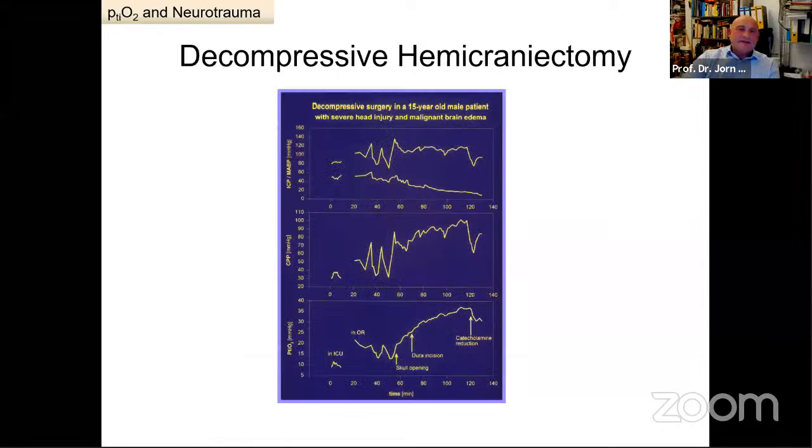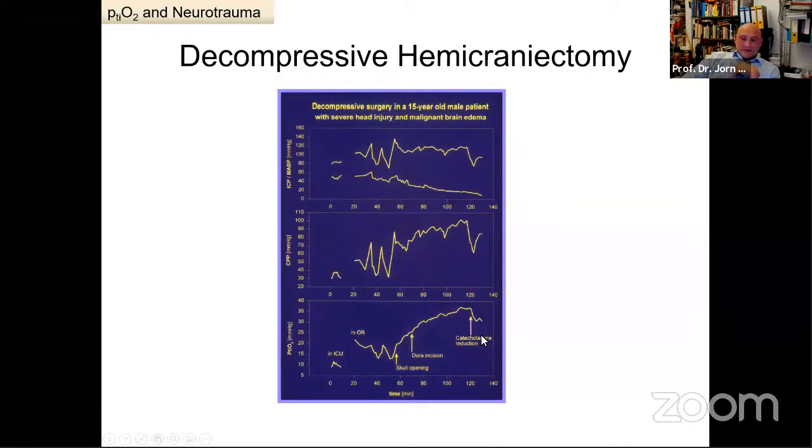So here, for instance, when to make a decision for decompressive craniectomy, if you look at this little bit here only, this is the PO2 measurement, and you can see when we measured these patients, and we took the patient to the OR. When you open the skull already, the PO2 goes up. Then when you incise the dura, it goes further up, and then it goes up and up and up during the operation while you do the hemicraniectomy.